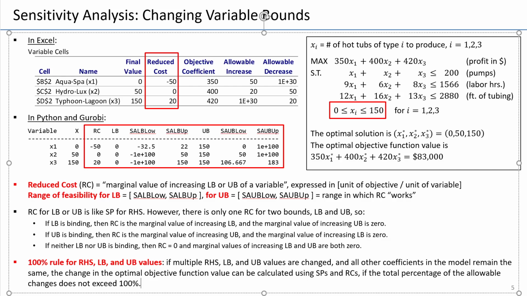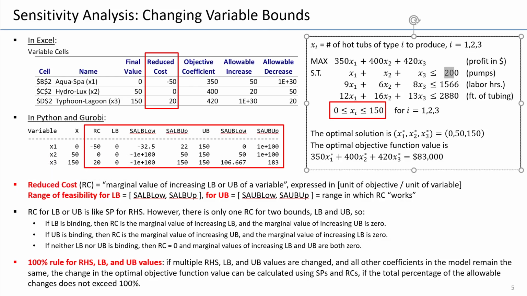So this is the third part of sensitivity analysis, right, related to lower and upper bounds. And as I said, the most important thing to remember is that changes in the lower bound and upper bound have impact on the optimal objective function value through reduced cost, in the same way as changes in the right-hand side impacted the optimal objective function value through the shadow price values, which we had for each constraint.